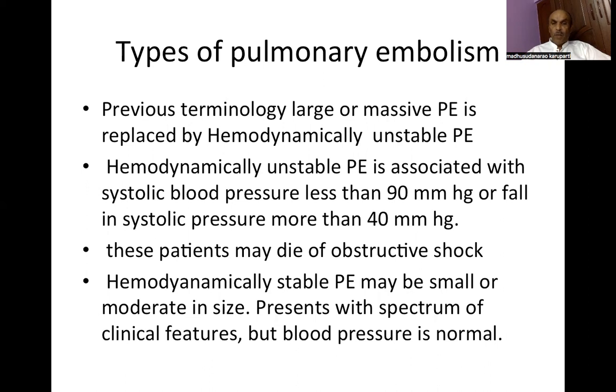Hemodynamically stable PE may be small or moderate in size, presents with spectrum of clinical features. But blood pressure is normal. These clinical features of hemodynamically stable pulmonary embolism, which are relatively small and moderate in size, are non-specific. Maybe associated with fever, sometimes chest pain and breathlessness, cough with expectoration, etc. And the detailed discussion of the clinical manifestations we are going to talk about in the clinical presentation.